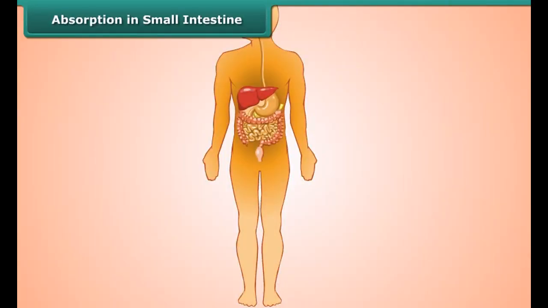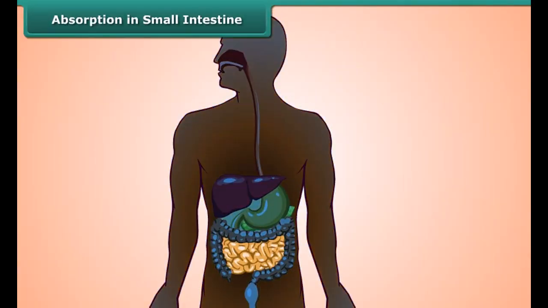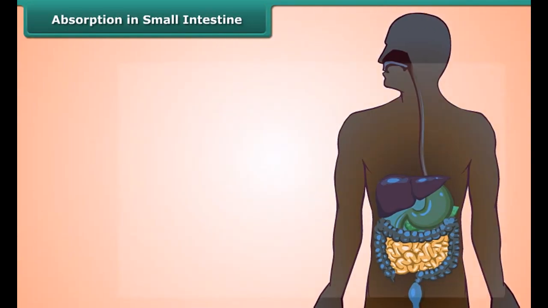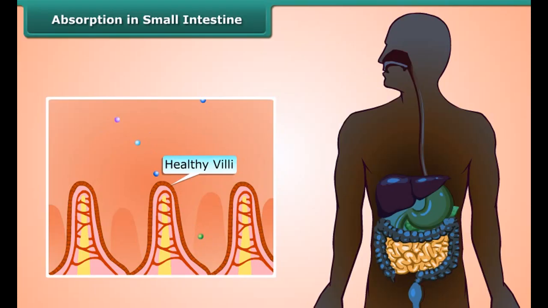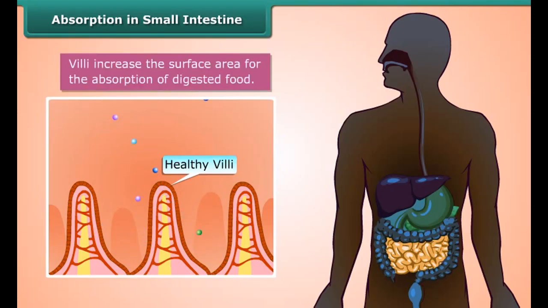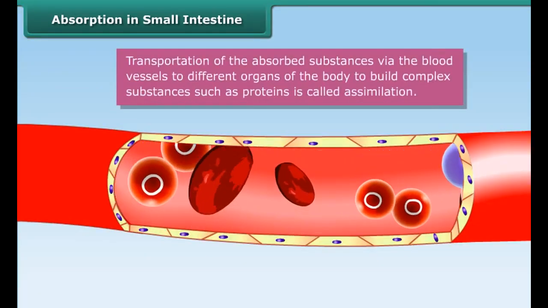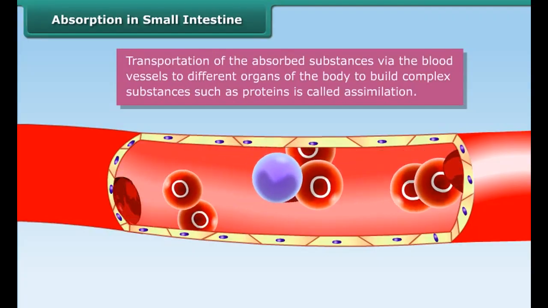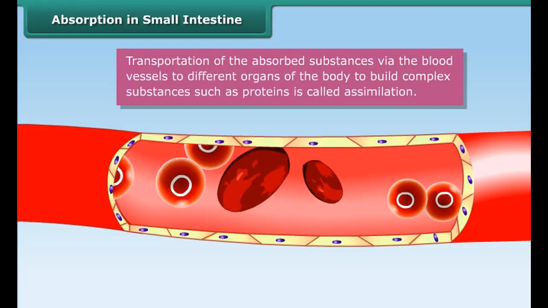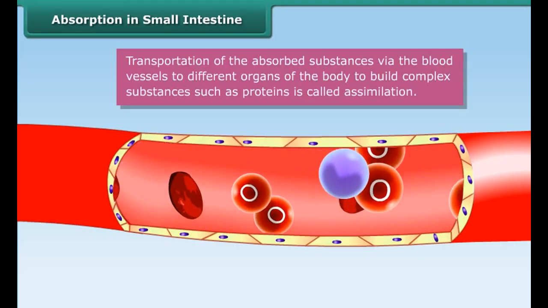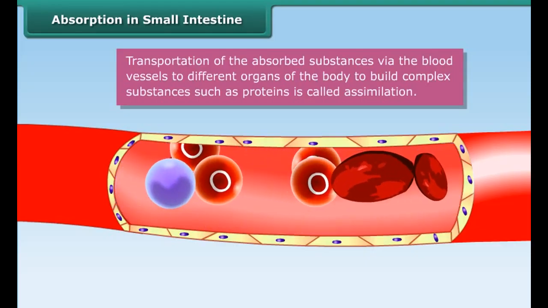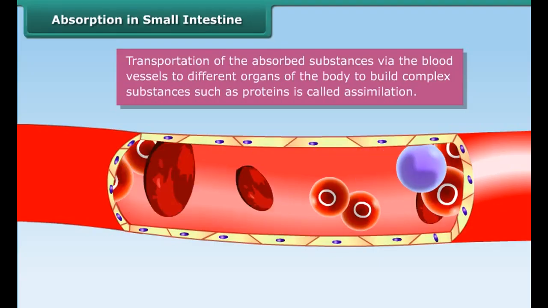Well, there are tiny finger-like things called villi, lining the inside of the small intestine. Do you know the interesting part of villi? It increases the surface area for the absorption of digested food. Then the absorbed substances are transported via the blood vessels to different organs of the body, where they are used to build complex substances such as proteins. This is called assimilation.